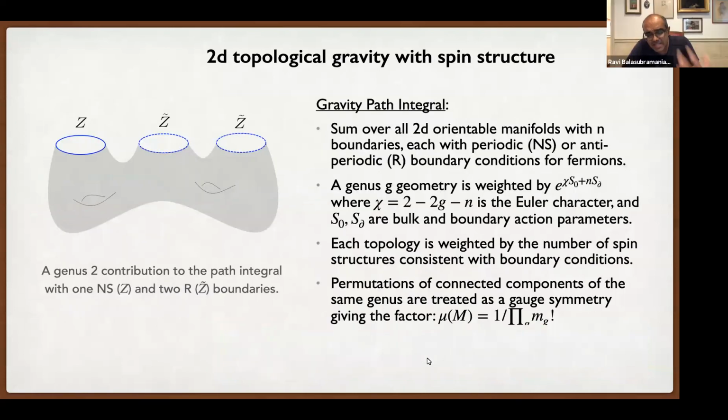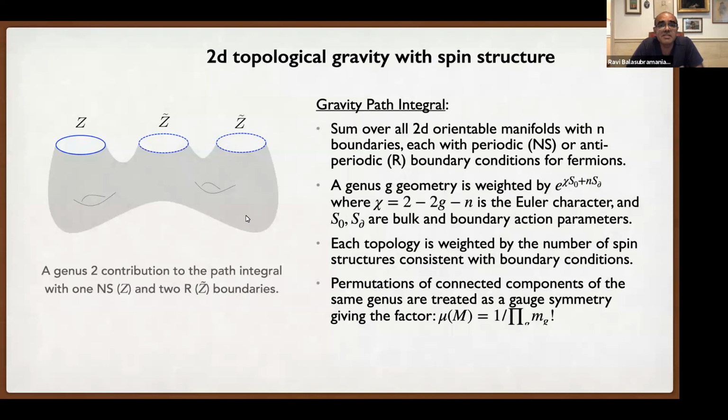In these toy models, it's even simpler than the things that we've been talking about so far. It's a 2D topological gravity, and we're going to consider a case with spin structure. Suppose you want to do the path integral with the boundary condition that you've got three boundaries like that. This is that two-dimensional topological gravity. The path integral we want to study is a sum over all two-dimensional orientable manifolds, let's say with n boundaries. And I'm going to further imagine that there are periodic or anti-periodic Neveu-Schwarz-Ramond boundary conditions for fermions on various of these boundaries. So I'm going to sum over geometries that have spin structures like this.